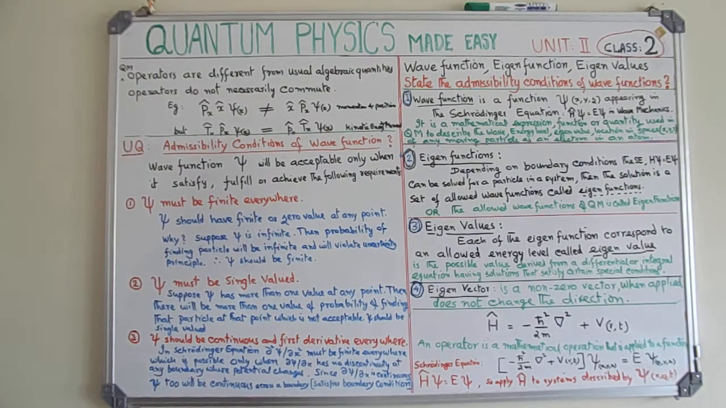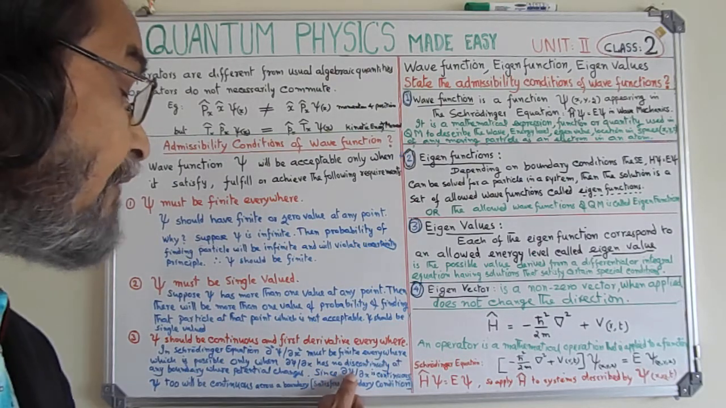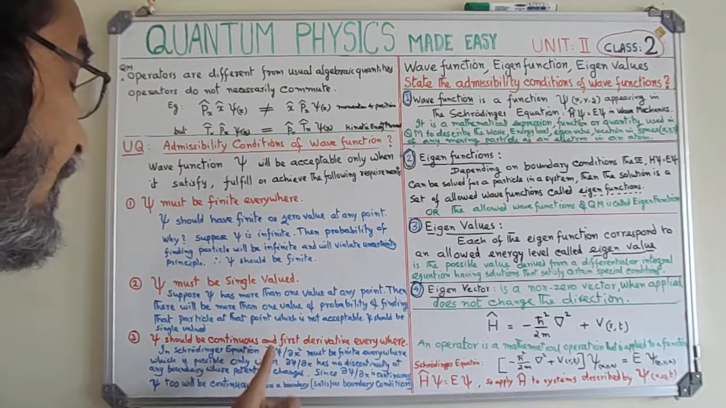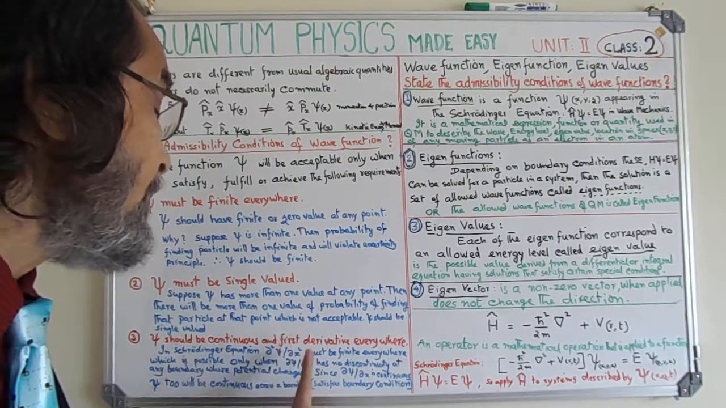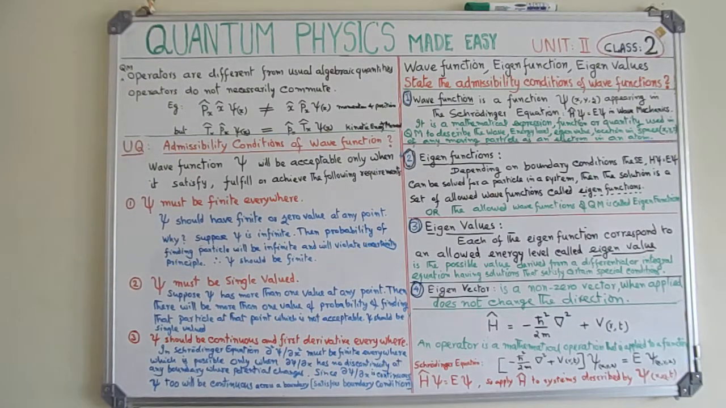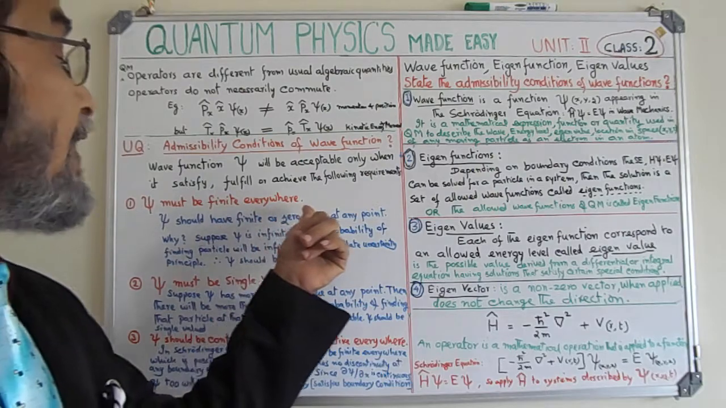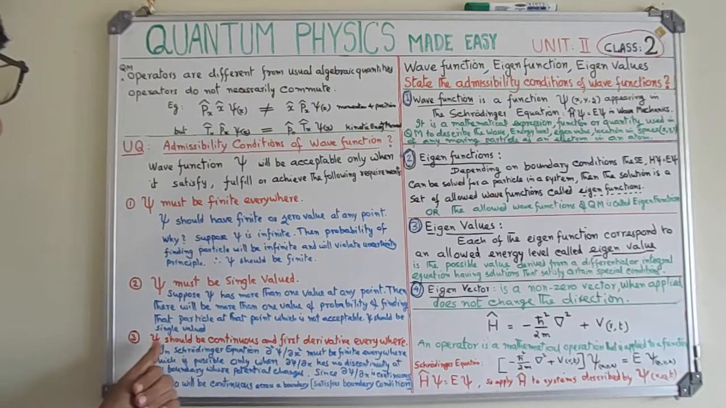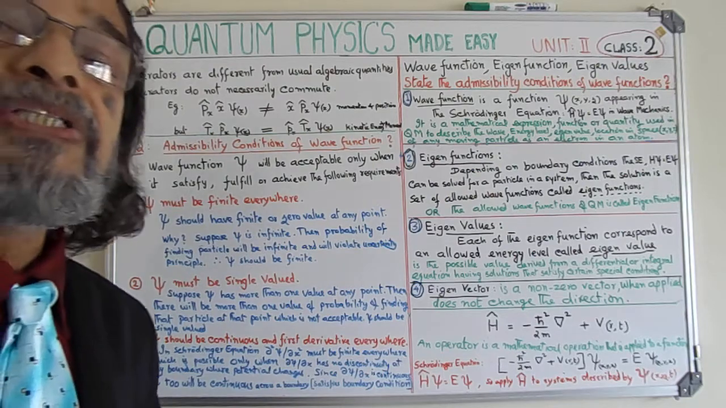Think in the other way around: psi is continuous, then the first derivative dou psi by dou x will be continuous. And in that case, dou square psi by dou x square, that is the second derivative, must be finite everywhere. So these are the admissibility conditions of the wave function. I will repeat. Admissibility conditions: first one is psi must be finite everywhere. Second one, psi must be single valued. And third one, psi should be continuous and first derivative everywhere and satisfy the boundary condition.